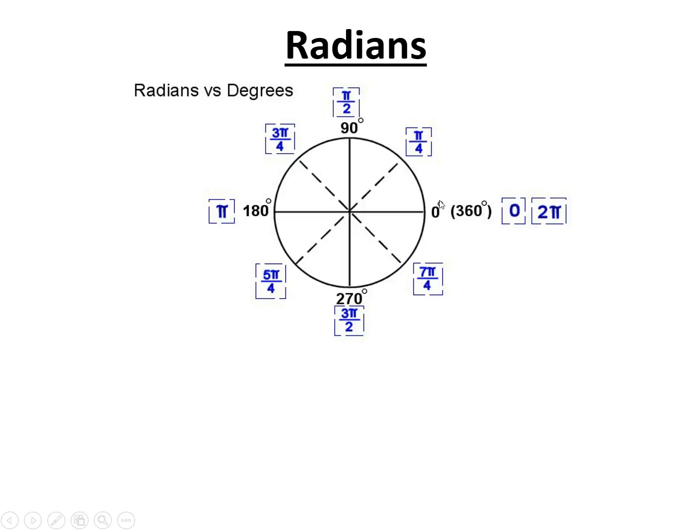So if we're going round this way, 0, 45 degrees, 90 degrees, 135, 180, all the way back round to 360 degrees. The number of degrees in a circle is 360, and the number of radians in a circle is 2 pi. Now you just have to split that 2 pi up into what degree it is. So 180 degrees is pi.